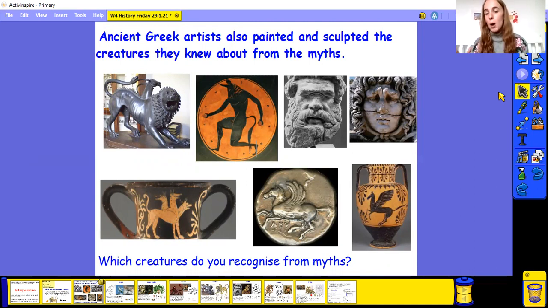Okay, so now ancient Greek artists also painted and sculpted these creatures. So they'd listen to the poetry, they'd listen to the stories and the myths, and then they would create the creatures on pottery, or in statues. So you can see some of them here. Now you can see the chimera that you've just drawn. Someone actually made a statue of it. How cool is that? You can see the snake, the goat, and the lion here. So someone in ancient Greece actually created a statue of it, which I think is amazing.